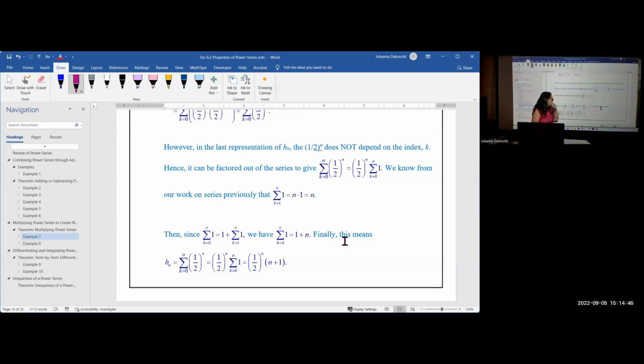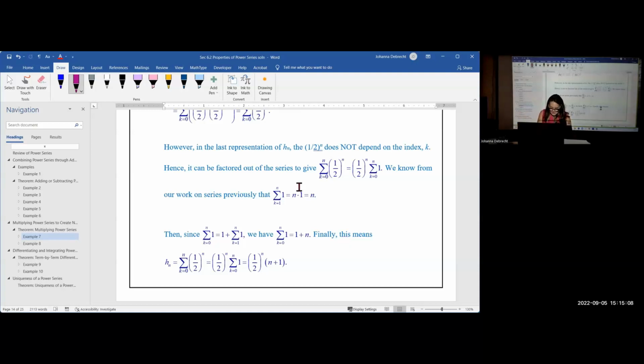Okay, now, what does that mean? That means that H sub n, which is this series from 0 to n of 1/2 to the n, can be represented as 1/2 to the n times n plus 1. This is its representation in terms of a function.